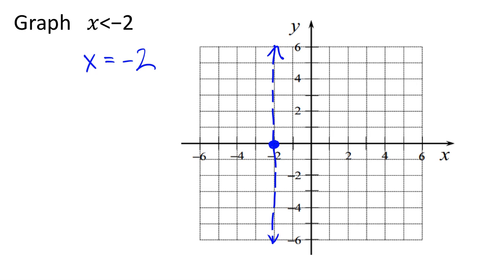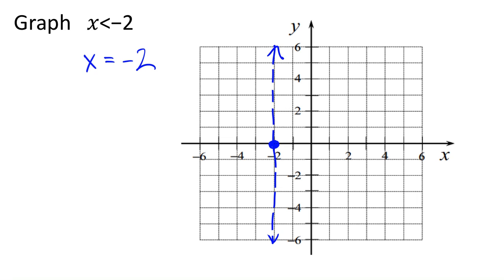Some students like a dotted line, and that's fine too, but the dashed line indicates that all the points on this line would make this inequality false, and that's because where x is -2, which is all along this line, none of those will make this true because -2 is not less than -2. If it had the equal sign as part of the inequality, then it would be true, but it doesn't.